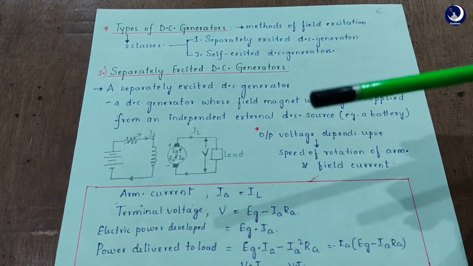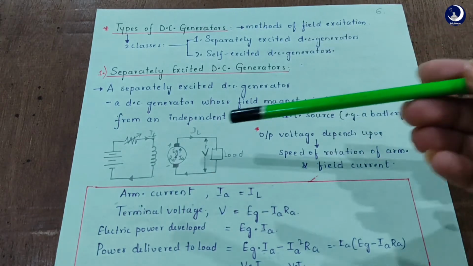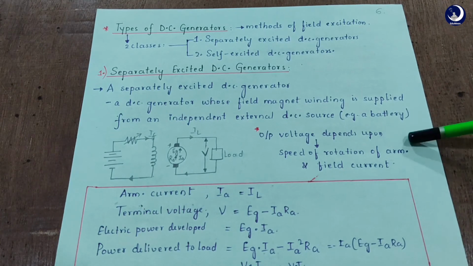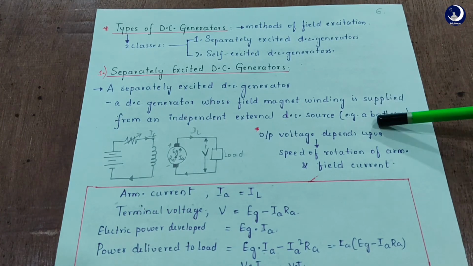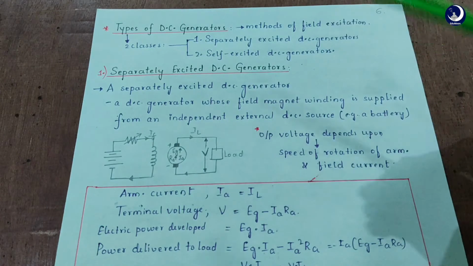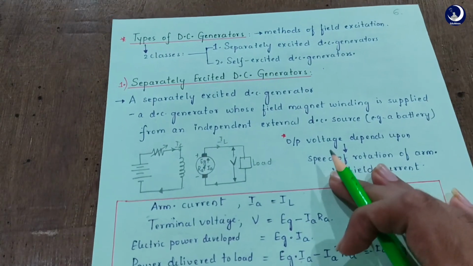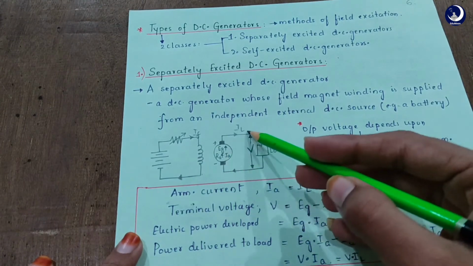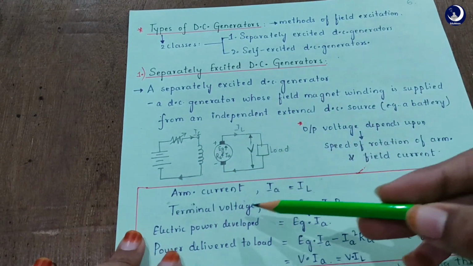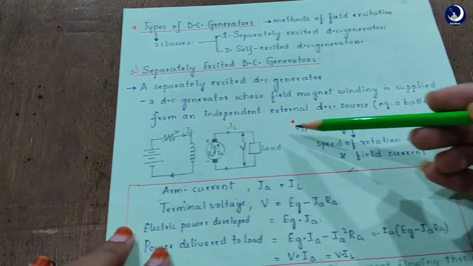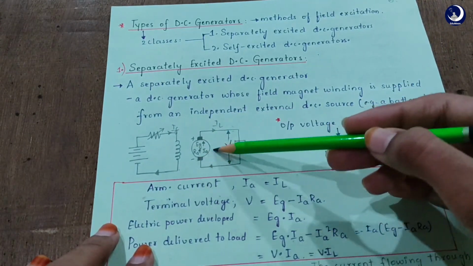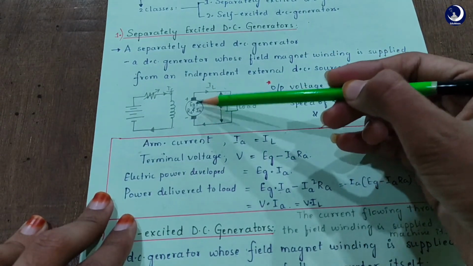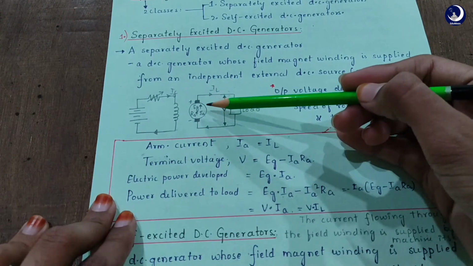So the output voltage depends upon the speed of rotation of the armature and the field current. The greater the speed of rotation of the armature and the field current, the greater is the generated EMF. Here the armature current Ia is equal to the load current IL. Terminal voltage V is Eg minus Ia into Ra. Then the electric power developed is Eg into Ia.